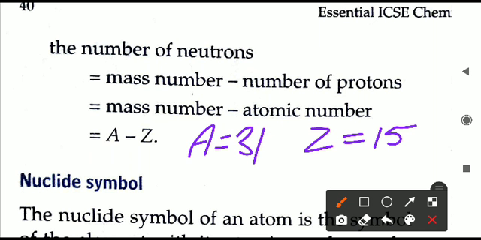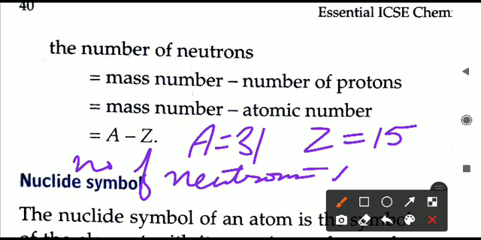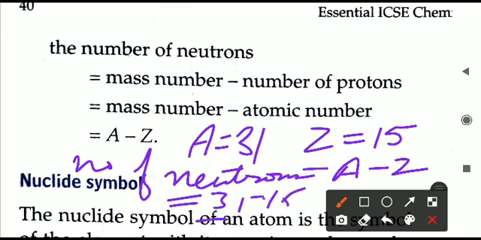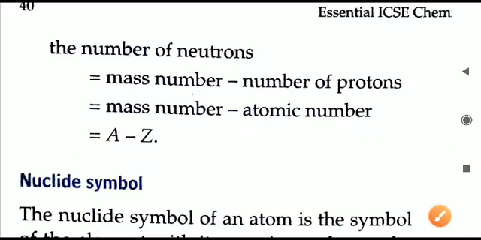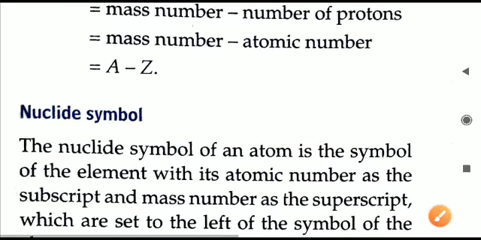मास नंबर दे रखा होगा, प्रोटॉन नंबर दे रखा होगा और एटॉमिक नंबर दे रखा है. Now we have to tell number of neutrons. तो what we will do, will write number of neutrons is equal to A minus Z, or simply subtract it. 31 minus 15, you will get the number 16. 16 neutrons are there. So just an example I told you to understand that.